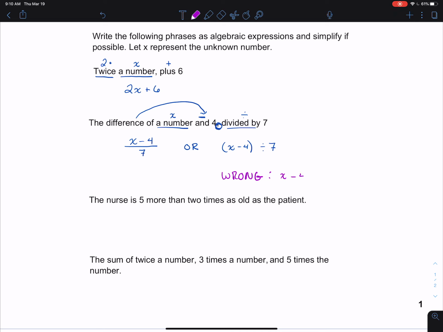Please note, we do not want to write our answer as x minus 4 divided by 7, because then only the 4 is being divided by the 7. We do not want that. That entire difference, that whole subtraction, needs to be divided by 7.